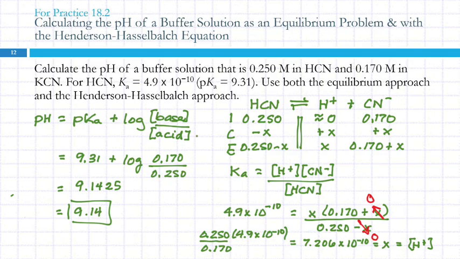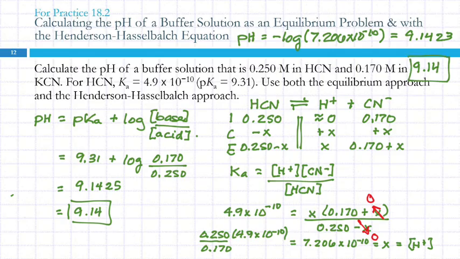And let's go up to the top here. So the pH is going to be the negative log of that, which is 9.1423, or 9.14. What do you know?